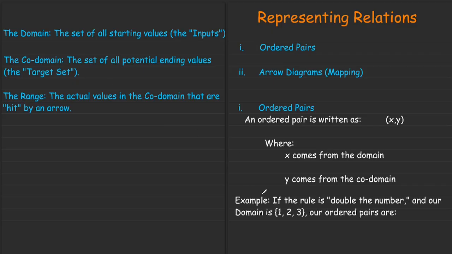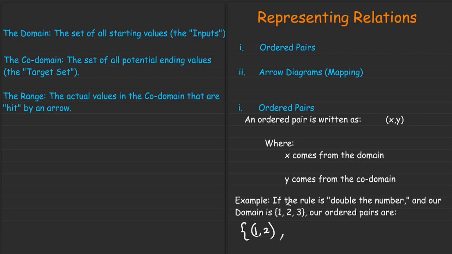With that, let's take an example. Let's say our rule is double the number. That is our relation. And then we have a domain of 1, 2, and then 3. How are we going to write or represent this relation? Using the ordered pair method, for 1, we have our 1. Since 1 is from the domain, the codomain says we have to double the number. So the double of 1 then becomes 2.